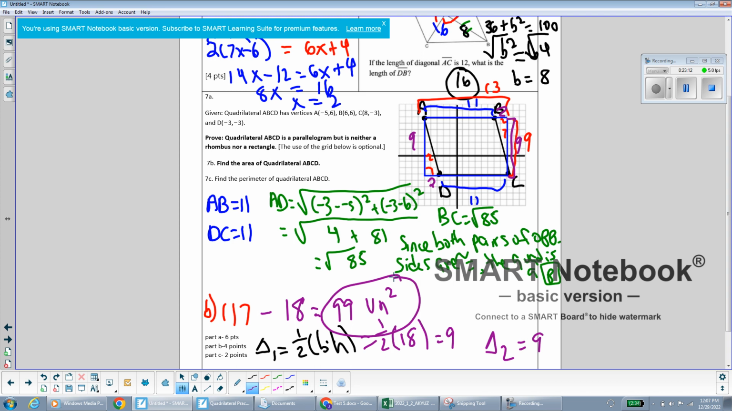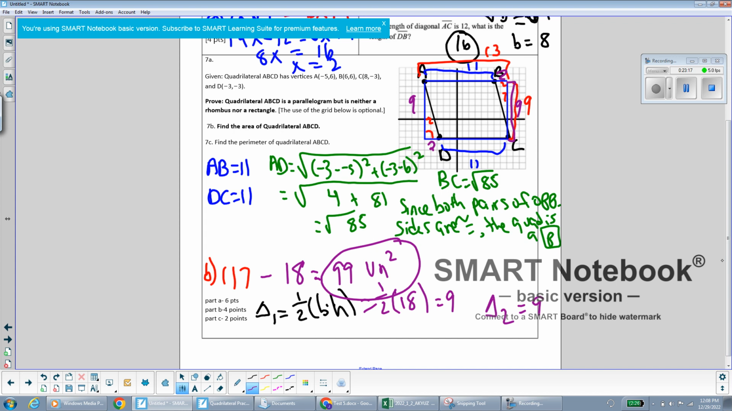To find the perimeter of quadrilateral ABCD for part C, all you need to do is add up the sides AB, BC, CD, and AD. Back in part A, when I was finding the side lengths of the quadrilateral, I found that 2 of the sides were 11, and I found that the other 2 sides were radical 85. So 11 plus 11, that's 22. And radical 85 plus radical 85 is 2 radical 85.